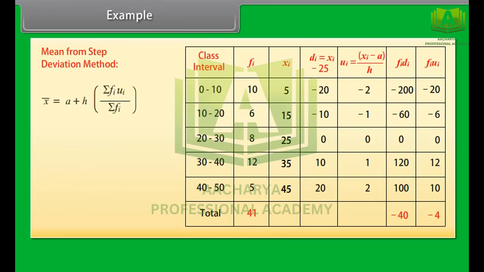After this, we find the mean using the step deviation method by using the formula: assumed mean plus h multiplied by summation of the product of fi and ui divided by summation of fi. 25 plus minus 4 by 41 multiplied by 10, 25 minus 0.98, 24.02.